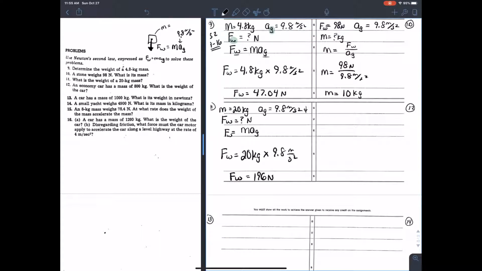You have number 12. For number 12, the mass of a car is 1,000 kilograms. It says, what's the weight in newtons? Well, gravity is 9.8 meters per second squared. My formula for this is mass times acceleration due to gravity. I plug in my numbers, so you have 1,000 kilograms times the gravitational pull. The weight of this car is going to be 9.8, we have to 3 places.